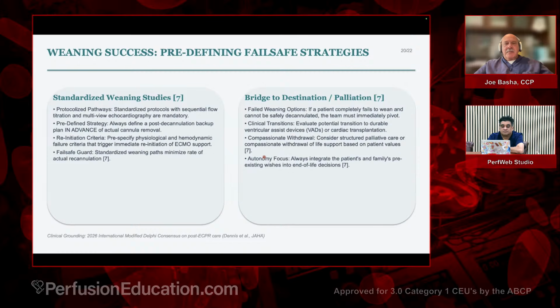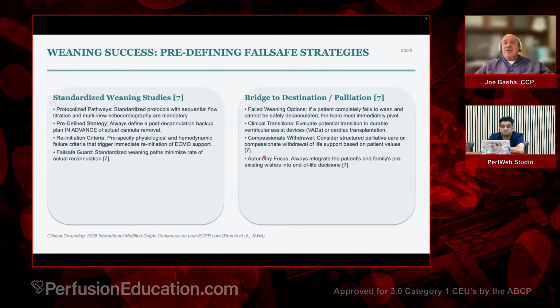If you're going to decannulate them, then have protocolized pathways. Define your strategy post-decannulation backup in advance of actual cannula removal. So are you ready to reinitiate if that's what the plan will be? Know what your reinitiation criteria would be if that's what you're going to do. And then fail-safe guard, standardized weaning paths, minimize rate of actual recannulation.